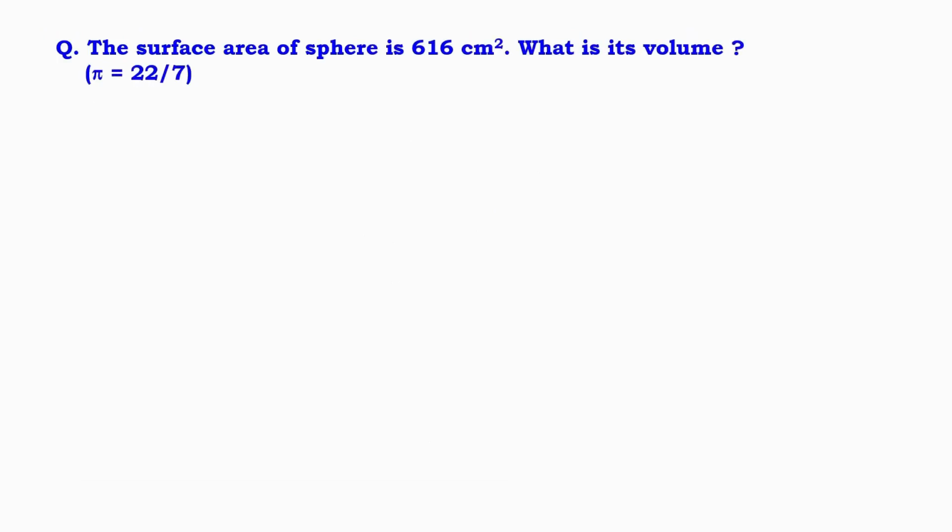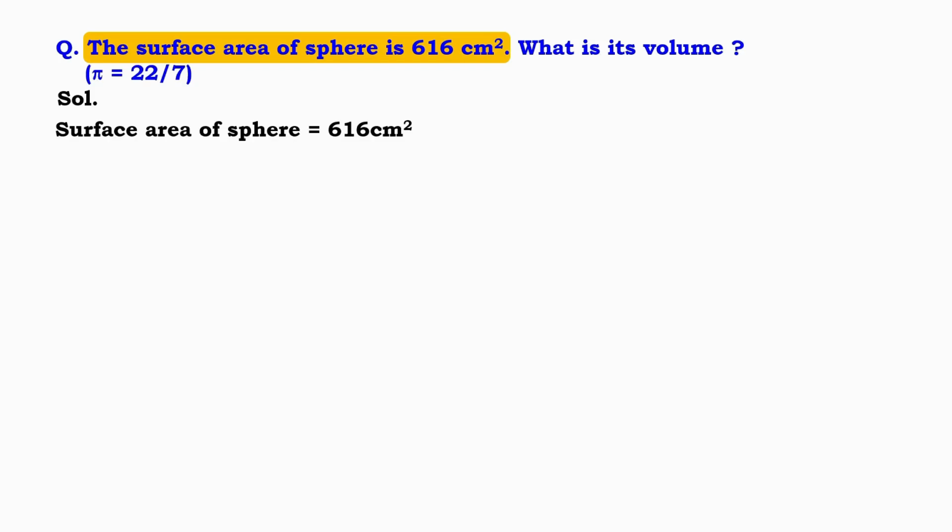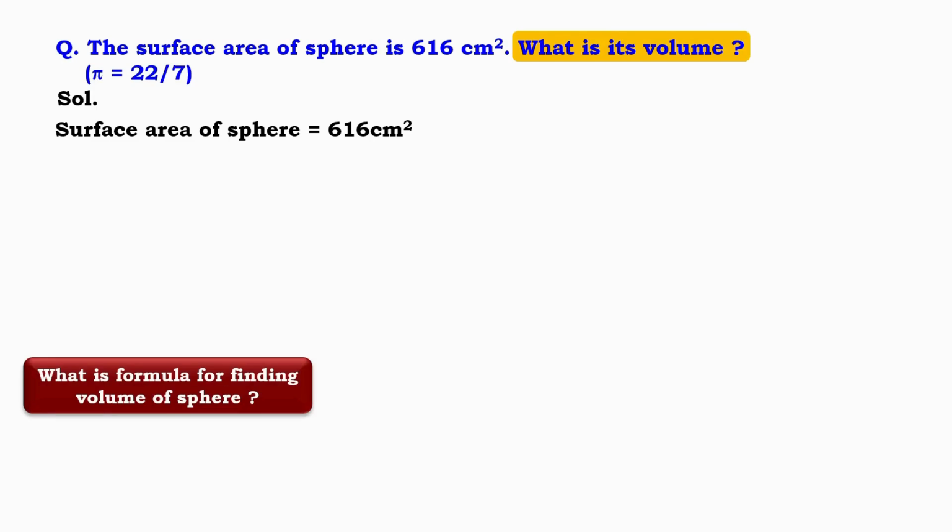Now the next problem is, the surface area of a sphere is 616 centimeter square. What is its volume? Let us take pi as 22 by 7. So the surface area is given. We need to find the volume. So what is the formula for finding the volume of a sphere? That is 4 by 3 pi r cube.